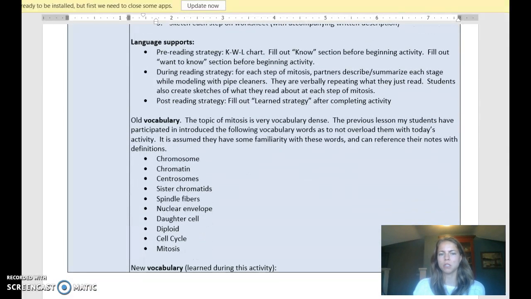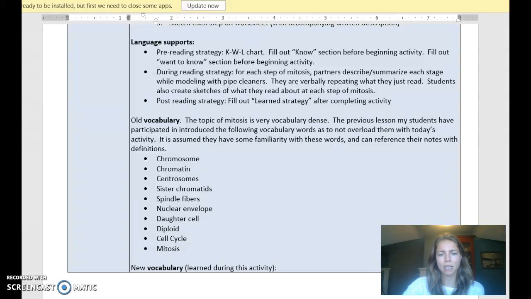So I chose to use a KWL chart. I think every time I've used these or I've seen them used, it's been a really good way to get responses out of students, because even if they don't know anything about the topic, you can always contribute something that you would like to know. So I think that's a good way of hearing student voice and getting them thinking about the topic. So first, before they start the activity, they're going to fill out the know section as a class, and then also the want to know section.